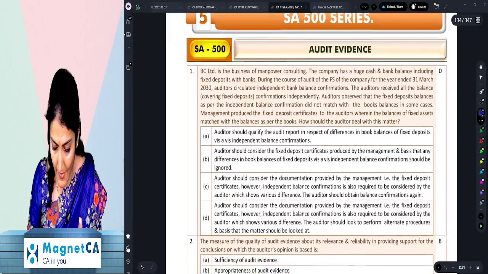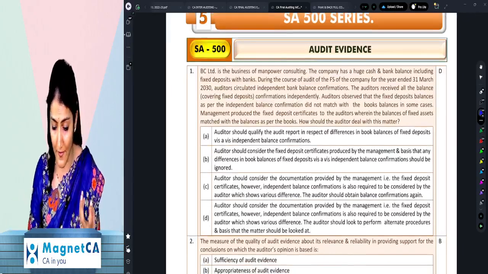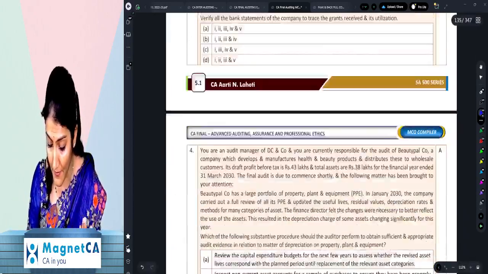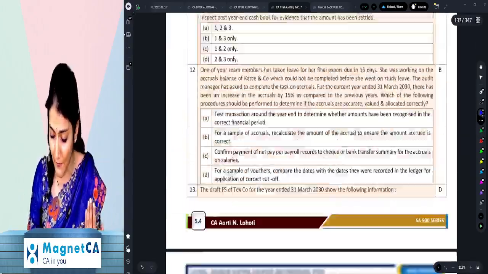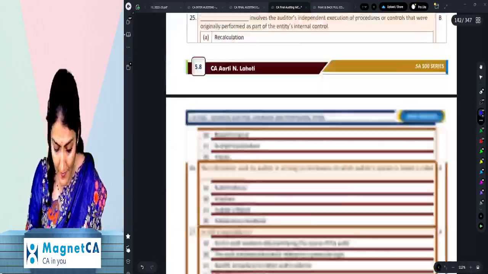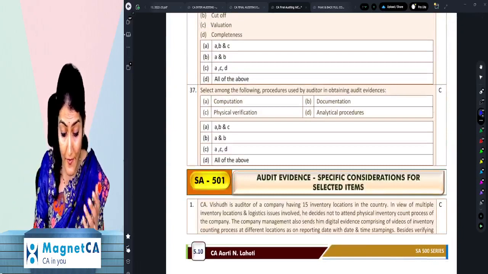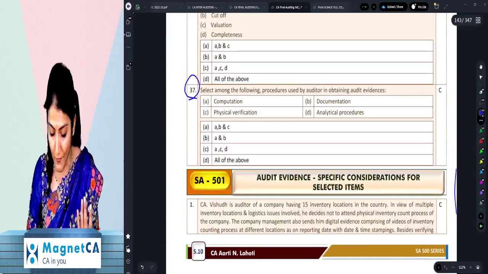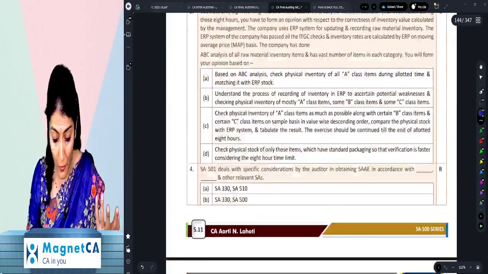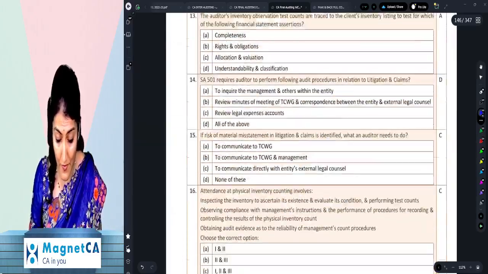Okay, right. Then after that we have the 500 series, which is our audit evidence, right? So we have 11 standards in the 500 series, so that is certainly going to be a big question mark. Rather, for SA 500 itself, there are 37 MCQs given over there, right? Then the 501, specific consideration for selected items.